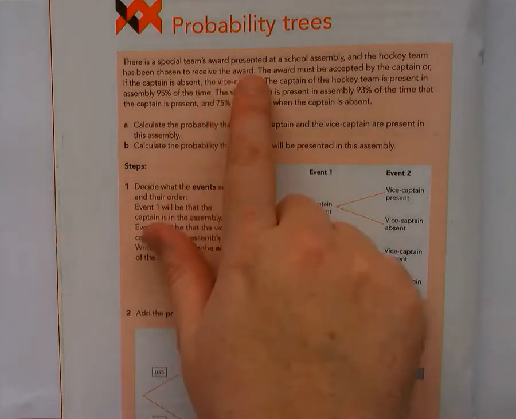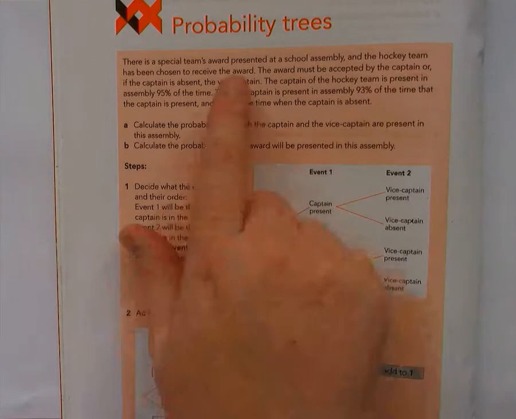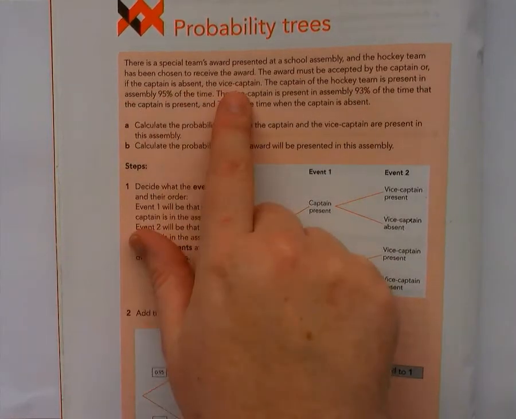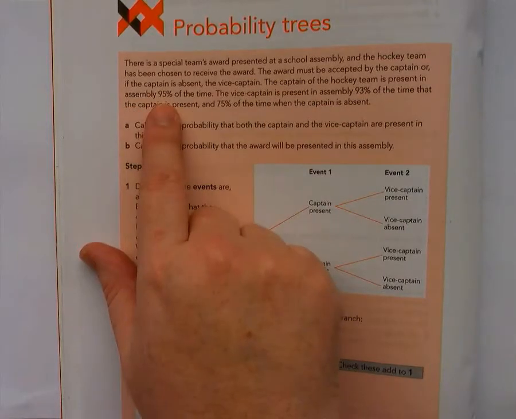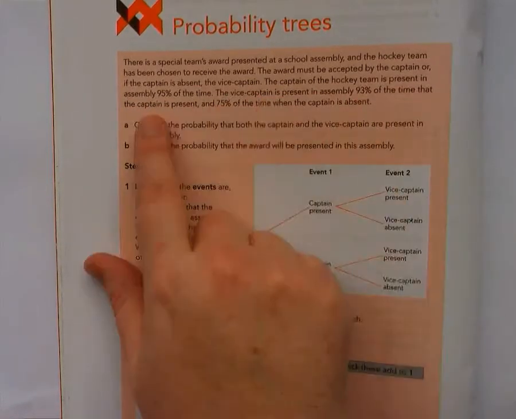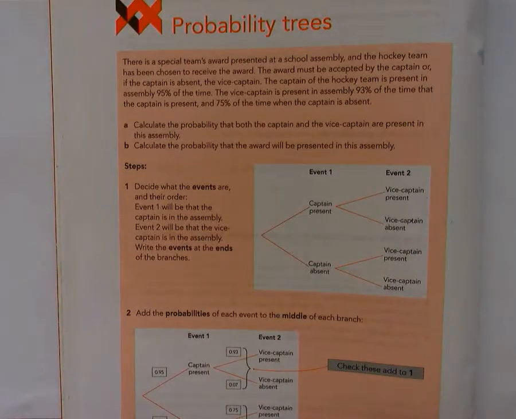I've been told that there's an award and it's either accepted by the captain, or if they're absent, then the vice captain. And it tells us what percentage of the time the captain's present and the vice captain's present and so on, okay? So I want to take that information and draw myself a probability tree. The first thing I need to do is think about the sequence of events.